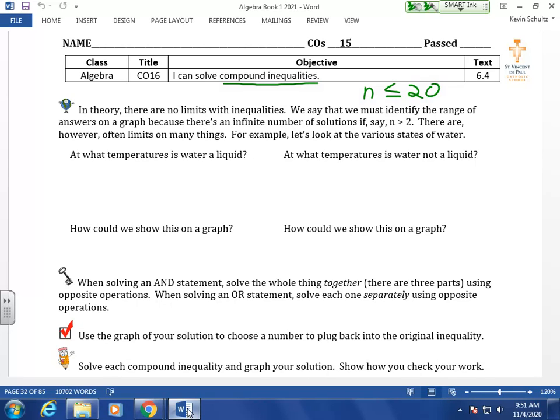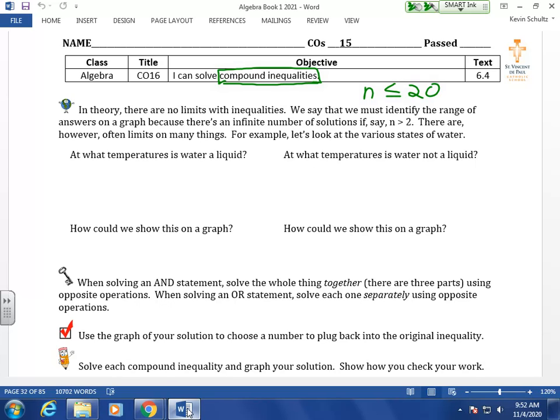And so, if $20 is the maximum, what would the minimum be? What would the other limit to this inequality be? Caleb? Zero. Okay, and that's the spirit behind compound inequalities, that we are talking about inequalities that have limits, or more in real context.